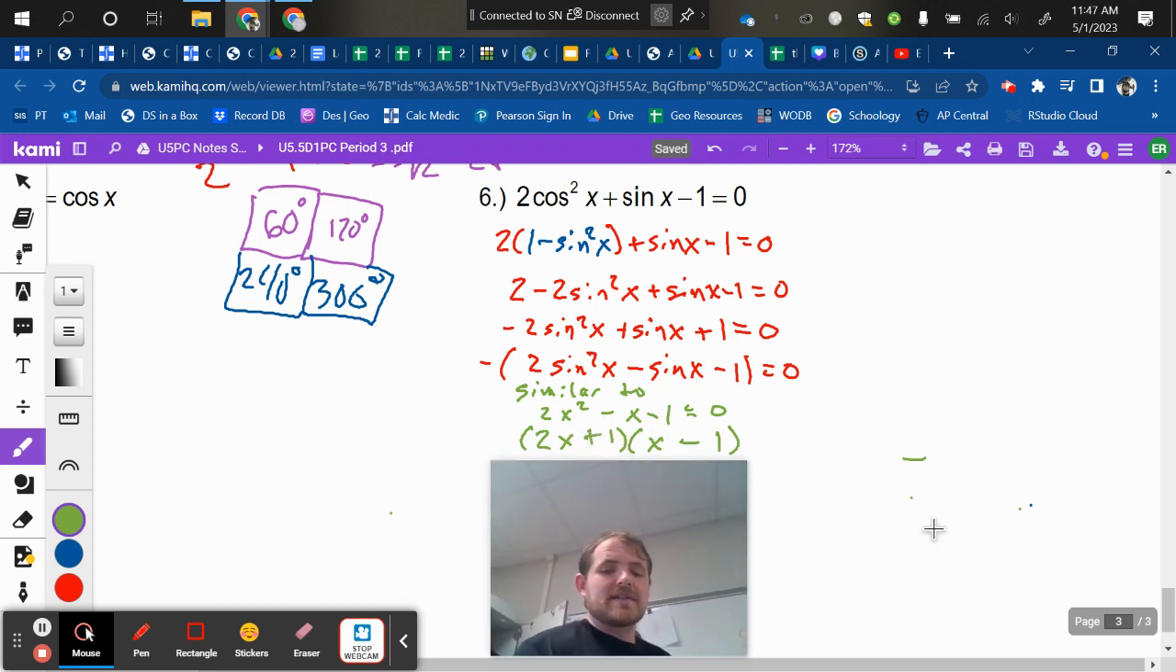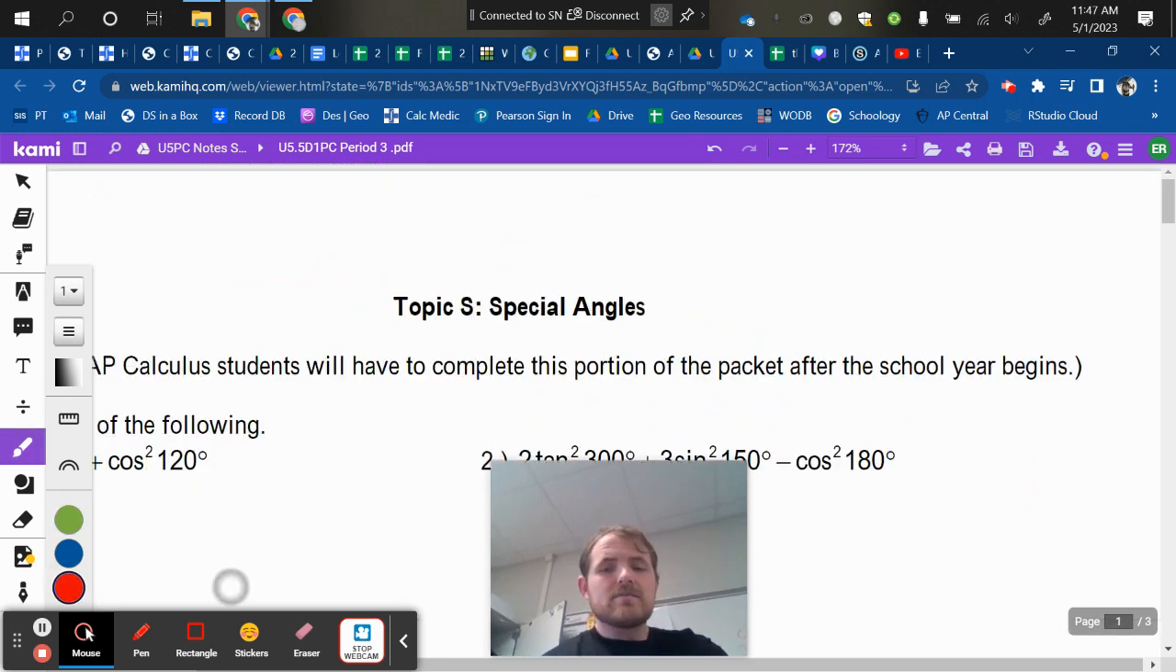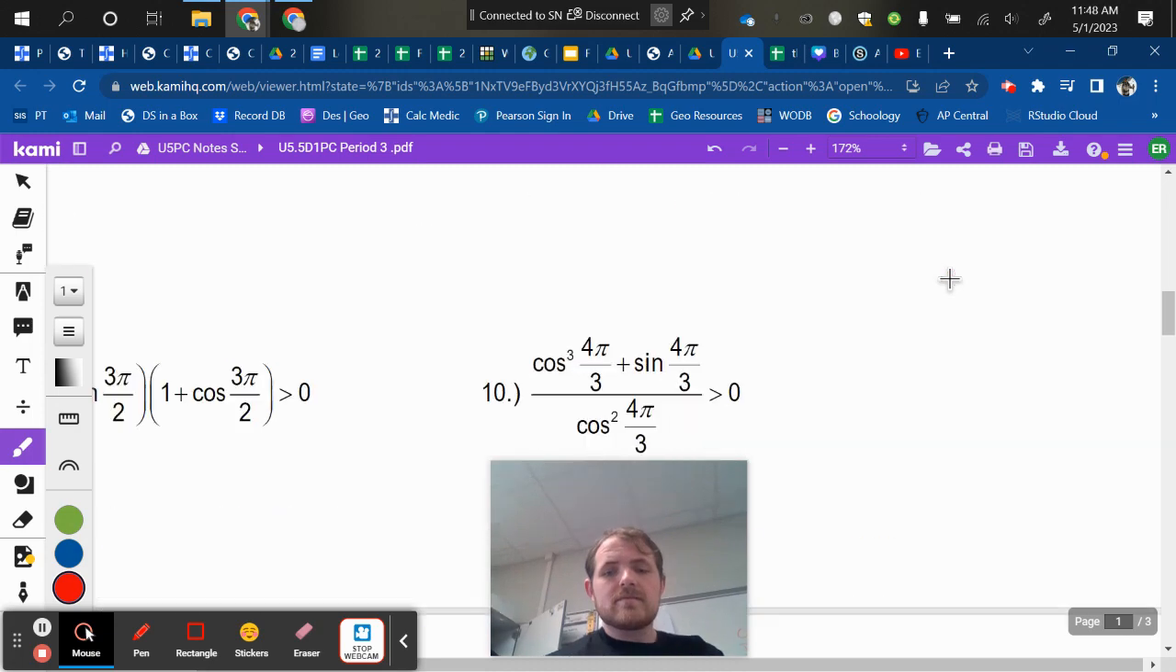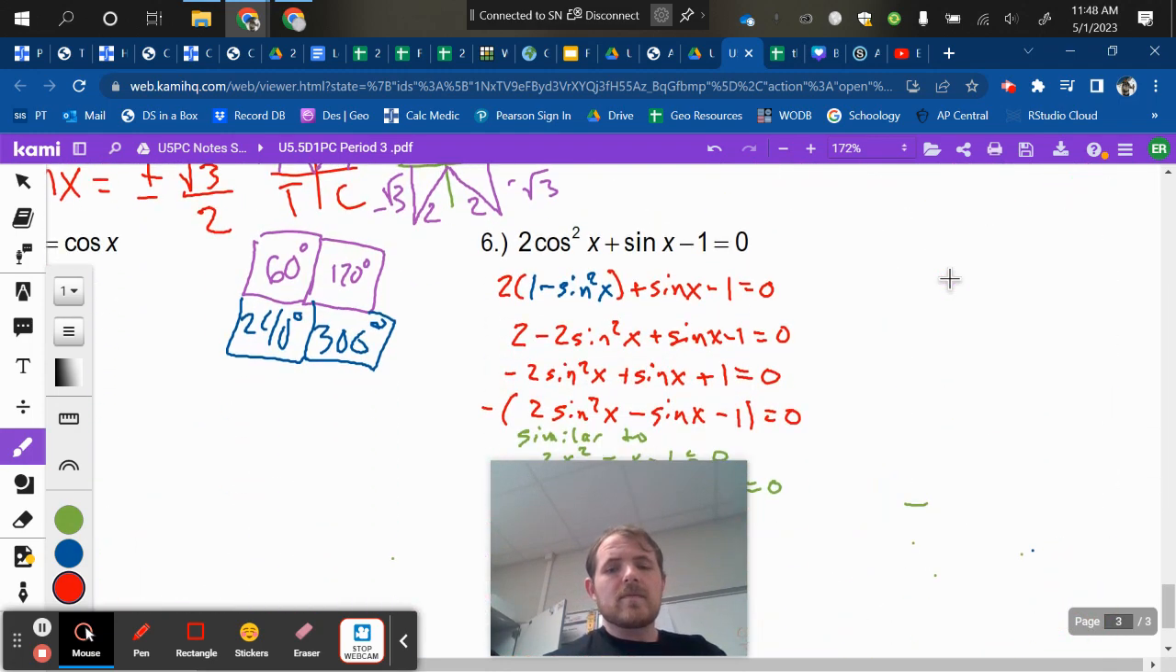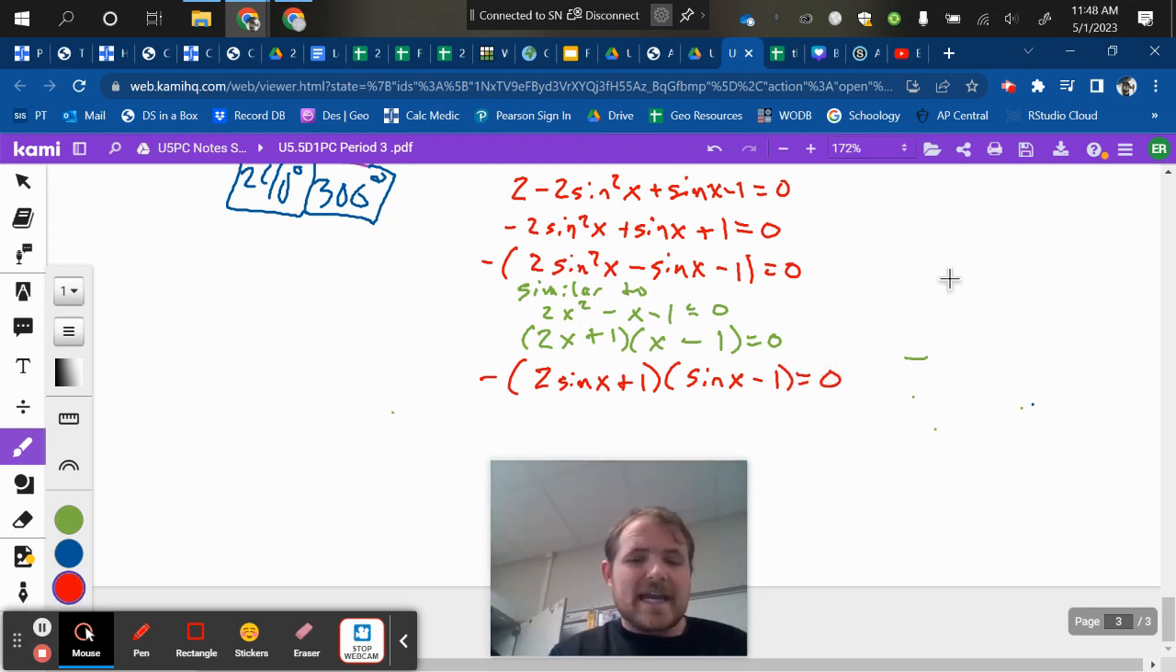Okay. So I know this is kind of a lot. But I want us to see the similarity of the green to the red. Because now I can just rewrite this as, oh, if I don't screw it up, negative out front, 2 sine of x plus 1, and sine of x minus 1, all equaling 0. So now I'm just setting each factor equal to 0. The negative is irrelevant because it doesn't have a variable with it.